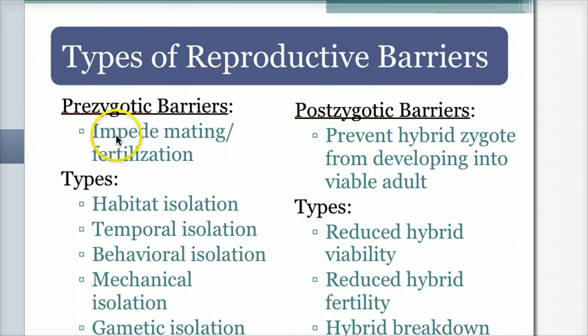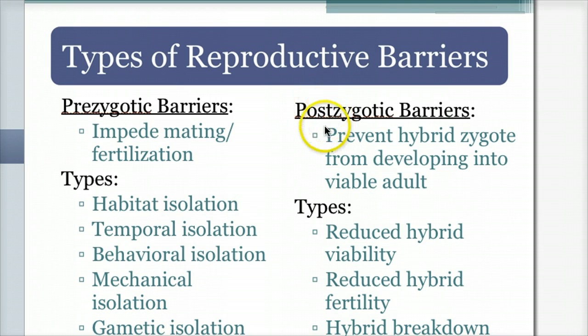Prezygotic means what impedes fertilization. What's stopping members of the same species from being able to fertilize an egg? It could be habitat isolation, it could be temporal, it could be behavioral, it could be mechanical, or it could be gametic. Gametes meaning sperm and egg.